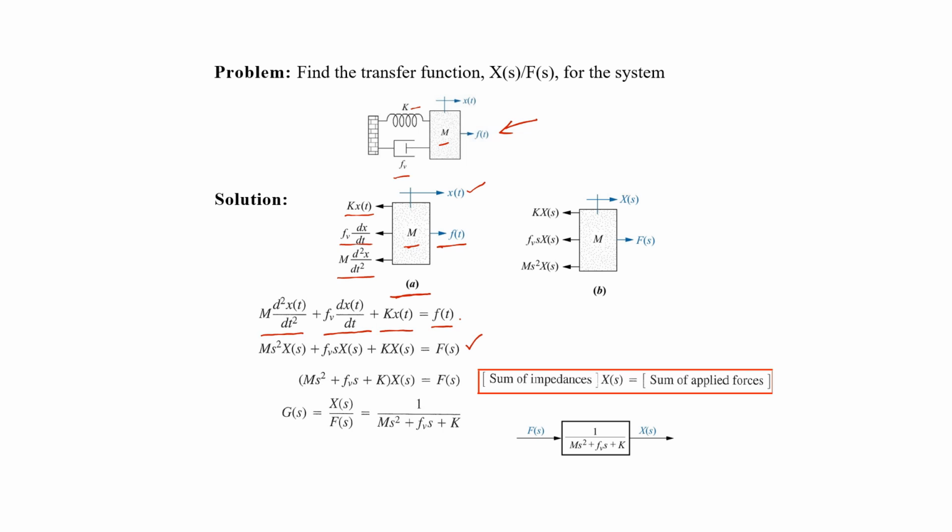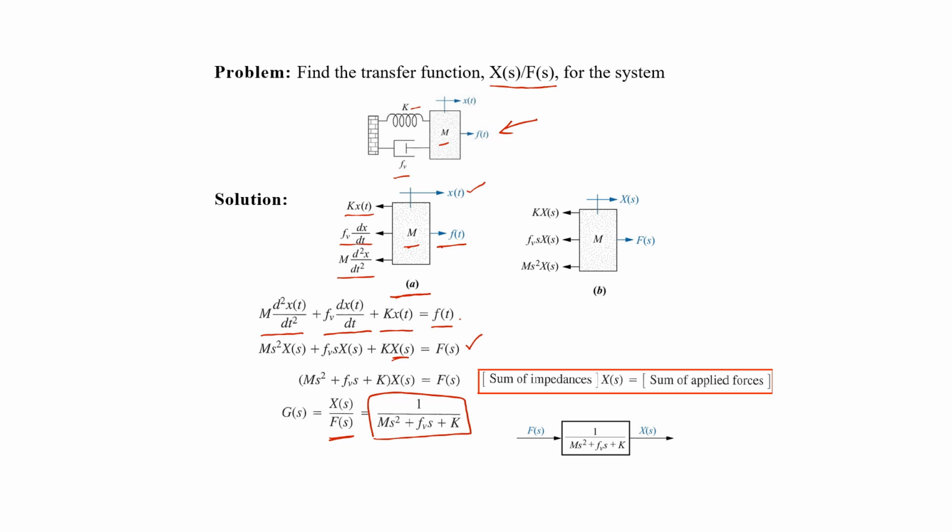From here we can take the X common, and as we were asked to find the transfer function between X(s) and F(s), X(s) is the output of the system and F(s) is the input of the system. So from here we can find X(s) divided by F(s), which is the transfer function of the system, and this is your final transfer function.